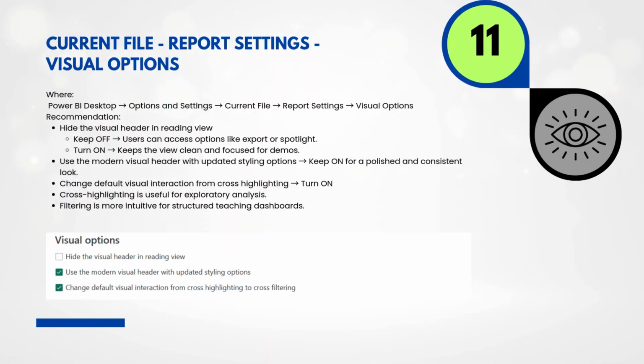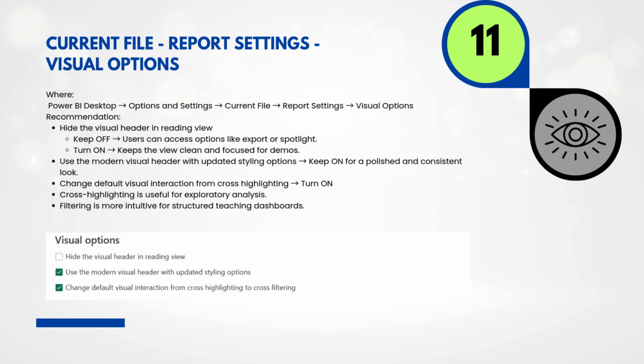Report setting visual options. When you build a Power BI report, the visuals are the star of the show. But how those visuals behave and how users interact with them depends on the visual options inside the report settings. Let's walk through them one by one with real examples. You will find the settings under Options and Settings, Current File, Report Settings, Visual Options. They may look small, but they can completely change how your audience experiences your report.